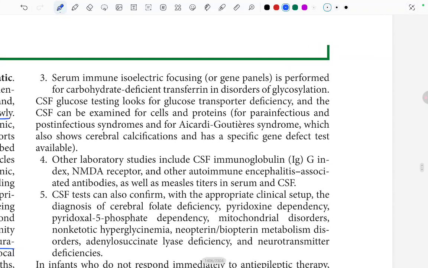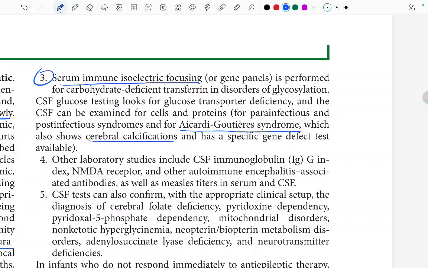Or serum isoelectric focusing or gene panels are performed for carbohydrate deficient transferrin in disorders of glycosylation. CSF glucose testing looks for glucose transporter deficiency, and the CSF can be examined for cells and proteins for para-infectious and post-infectious syndromes, and for Aicardi-Goutieres syndrome, which shows cerebral calcification and has a specific gene defect test available.